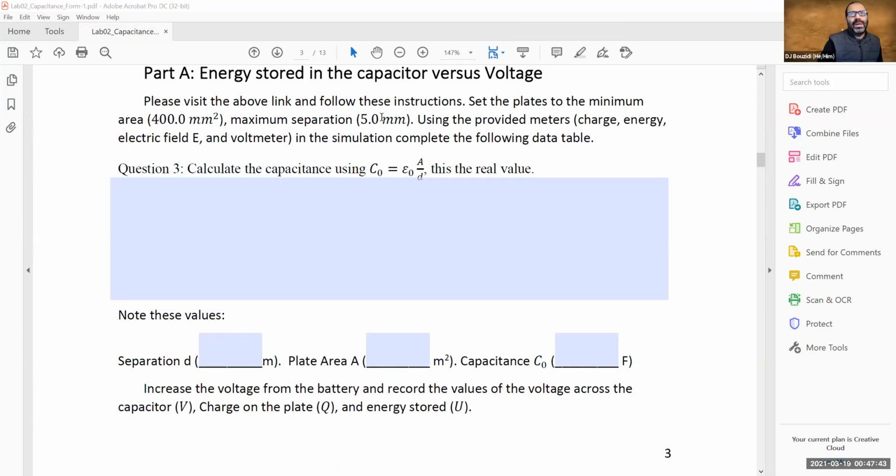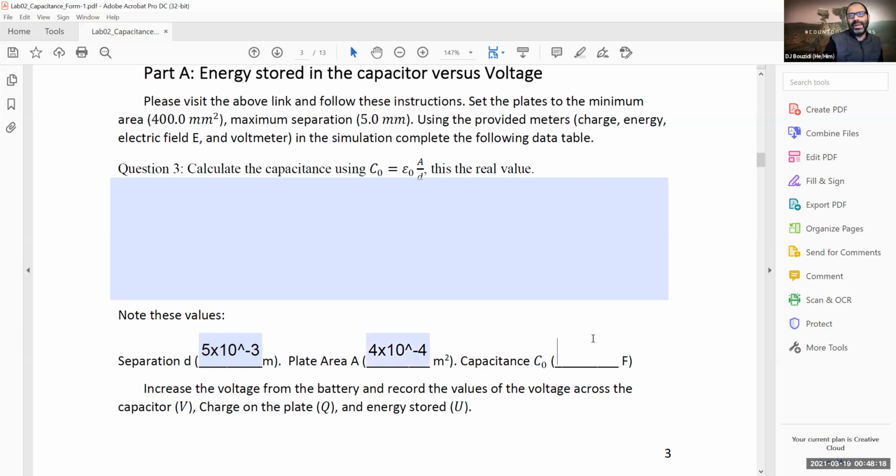So now we're going to look at the separation, which is 5 millimeter, but they want it in meters, so you can write it. What is it? 5 times 10 to the power of -3. Thank you very much, okay? And here the area is going to be 400 millimeters squared, which is 400 times 10 to the -6, or 4 times 10 to the -4, okay? Meters squared.